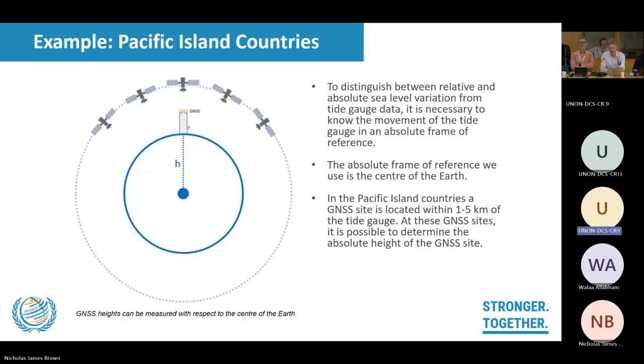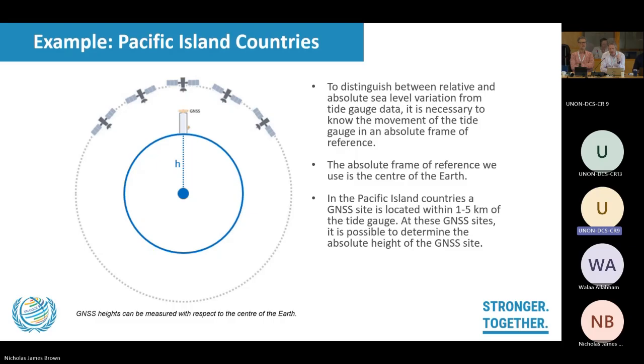To distinguish between relative and absolute sea level variation from the tide gauge data, it's necessary to know the movement of the tide gauge in an absolute frame of reference. And that's what geodesy gives us. That's what we can do with GPS. The absolute frame of reference we use is what we use for GPS, the center of the mass of the Earth. So in the Pacific Island countries, that's why these GNSS sites were installed. The main purpose was to help understand land motion, so we could differentiate between land motion and sea level rise in these countries.